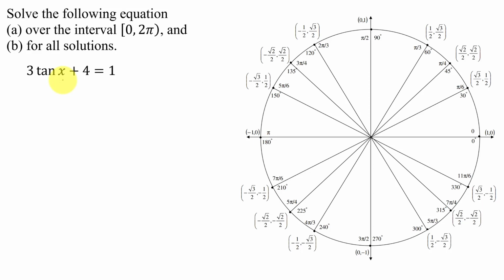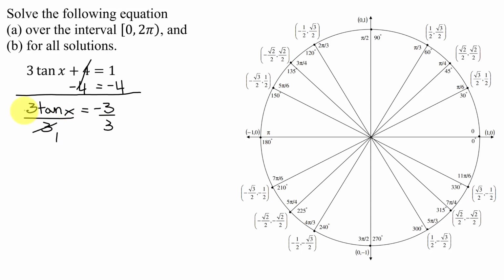As in all linear equations, what we do is we get all the variables on one side, all the constants on the other. So in this case, I'm going to subtract 4 from both sides. So I get 3 times the tangent of x equals 1 minus 4, which is negative 3. Now to isolate the tangent of x, I'm going to divide both sides by 3. So I get the tangent of x equals negative 3 divided by 3, which is negative 1.